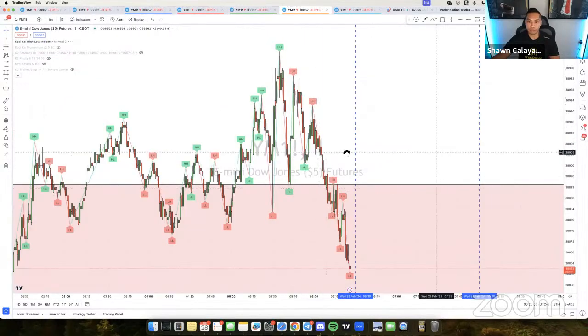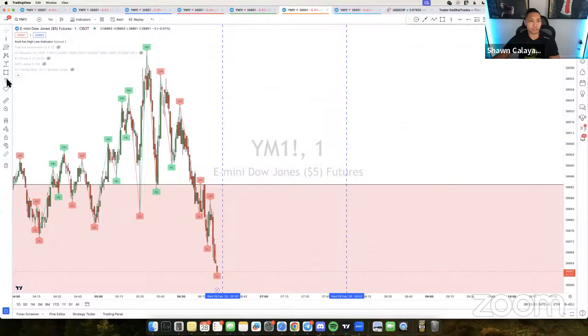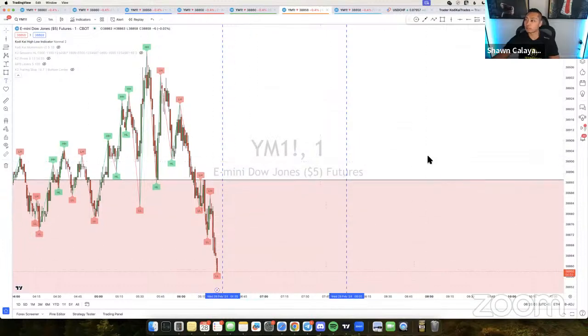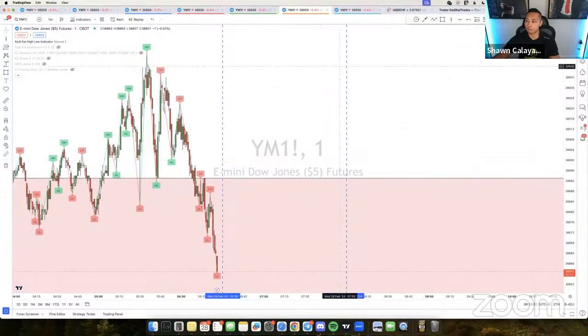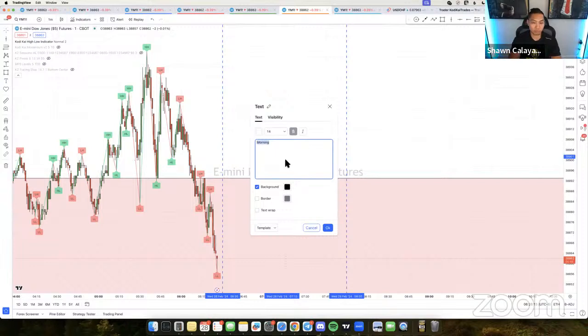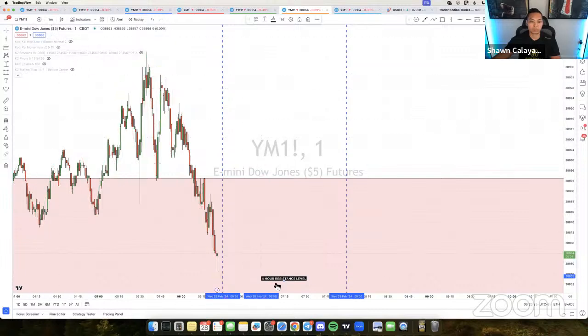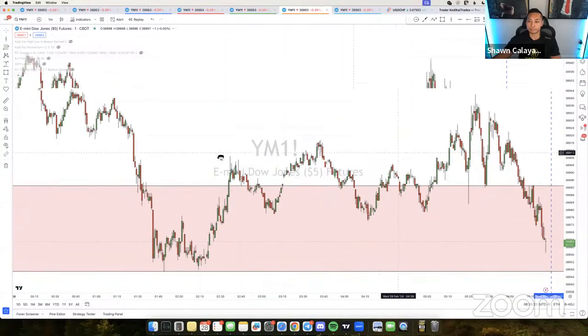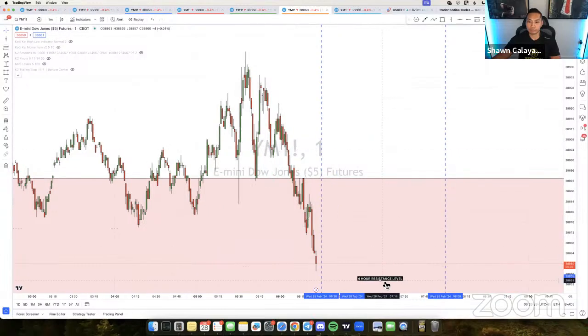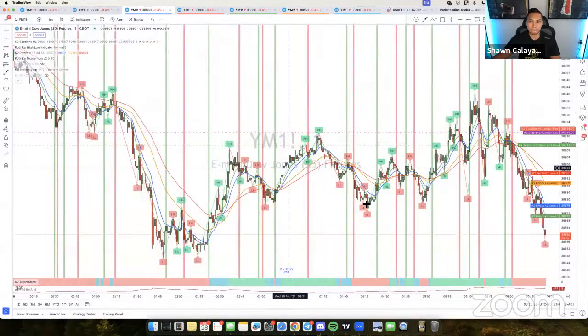Going back to the 1 minute over here, you can see that price is currently rejecting off the 4-hour resistance. So put that down right here. Kind of similar setup to yesterday. And we got that set up. Lastly, let's go to our main chart.